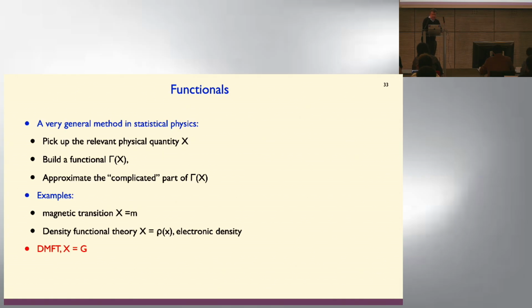So the idea here is a very general idea and method in statistical physics. What we do is that we pick up the relevant physical quantity, x, we build a functional, and we find this expression of a functional, a ground potential, and we approximate the complicated part, quote unquote, of the functional. Example, you want to describe a magnetic transition, then you take the magnetization, you take the ground potential associated to the magnetization by doing the Legendre transform on the magnetic field, and you do a mean field approximation. In DFT, you build the functional of the electronic density rho of x, and you make LDA approximations, or another one. Here, we can build DMFT as a functional of the Green function, the local Green function x.